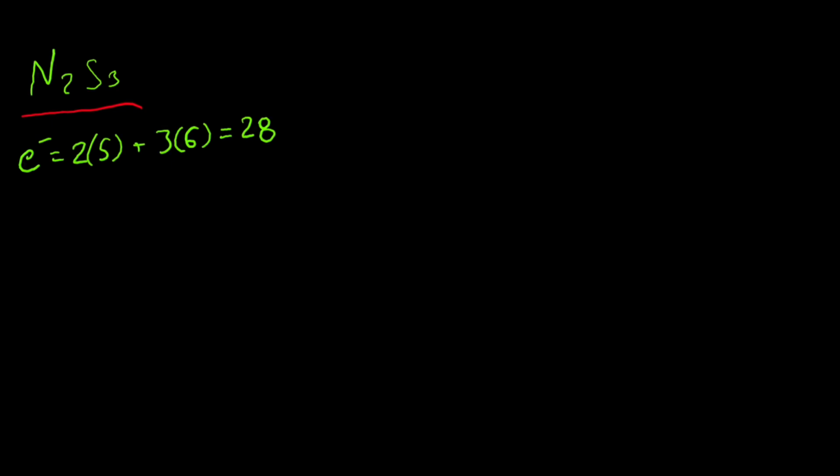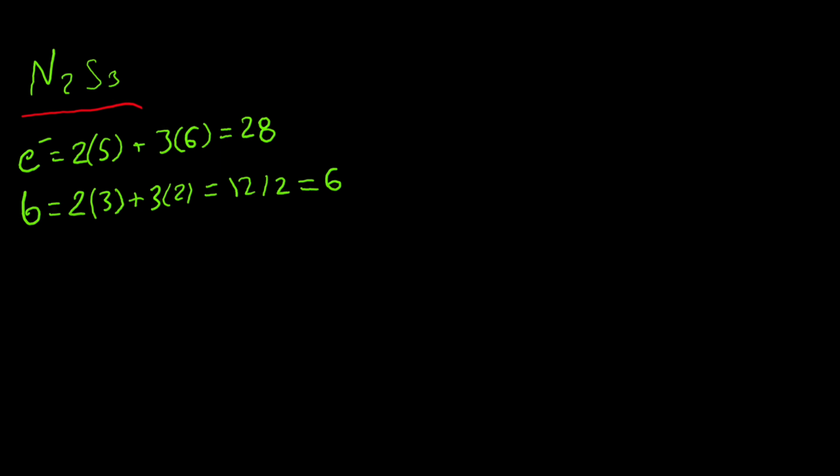The next thing we want to calculate is the number of bonds that will be holding the compound together. Instead of using the number of valence electrons, we're going to use the number of valence electrons required to bring the atom to a full octet. So for nitrogen, it would be 3, and for sulfur, it would be 2. So 2 times 3 plus 3 times 2, 6 plus 6, 12. And then we're going to divide this number by 2 because there are 2 electrons in a bond, giving us 6 bonds.